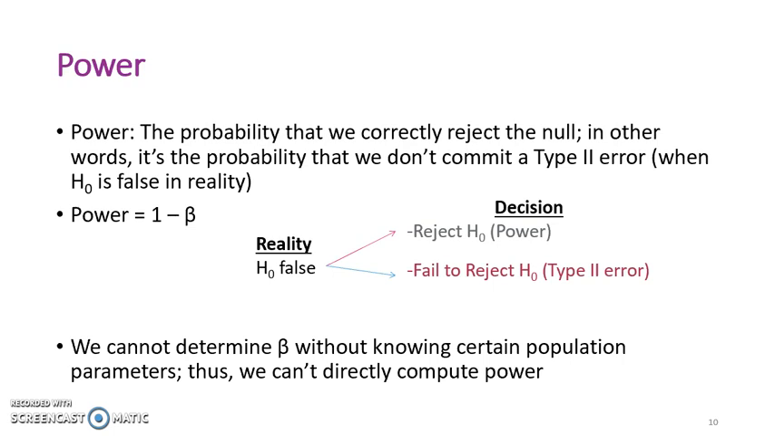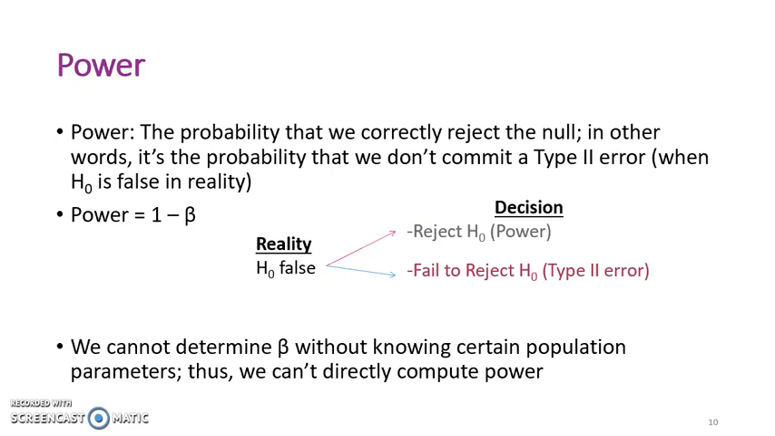So hopefully everyone now understands that type 1 error is the probability of rejecting the null when it's actually true, and type 2 error is the probability of failing to reject the null when it's actually false. But we haven't talked about power much. So statistical power is actually my favorite topic. It's one of my areas of research.